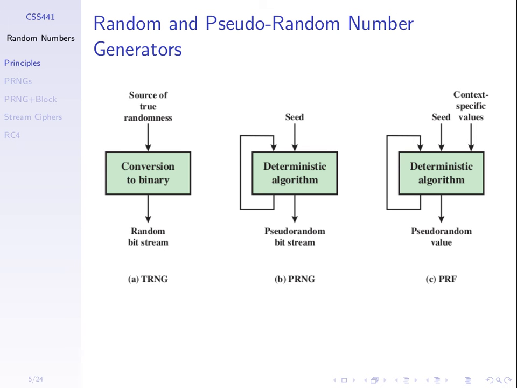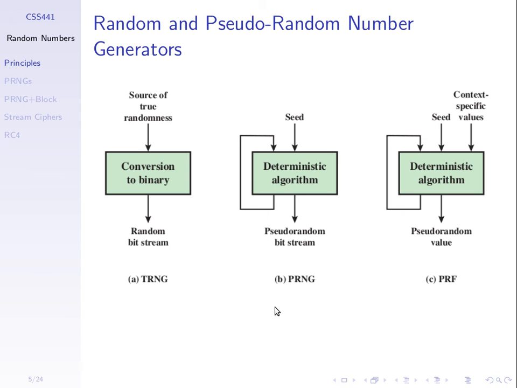The last one, which we'll not talk about, a pseudo-random function, is very similar, but it just generates one value as output, not a stream of values. And we can use almost the same approach between the last two.